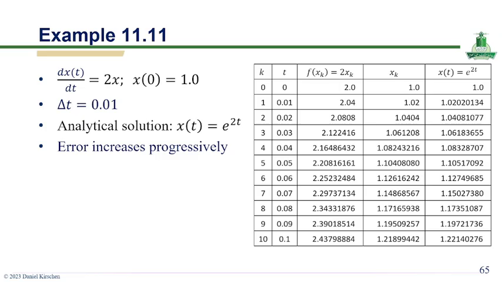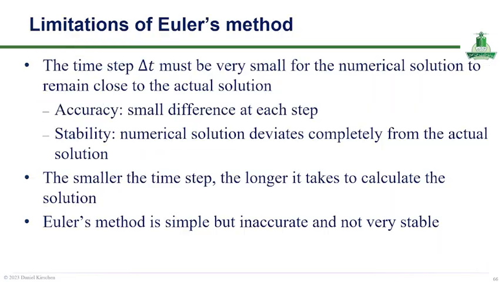So the table here shows how the estimated values x_k closely follow the exact solution at the beginning, but the numerical error gradually increases as the integration progresses. This example demonstrates both the simplicity and the accumulated approximation error of the Euler method.